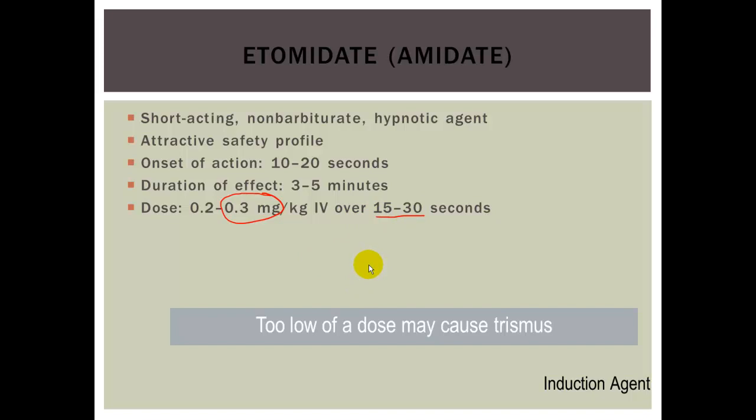If we give it too rapidly, we could get some nasty side effects. The patient can vomit. They can get something called myoclonus. Too low of a dose can actually cause trismus, which would directly affect our ability to intubate the patient.